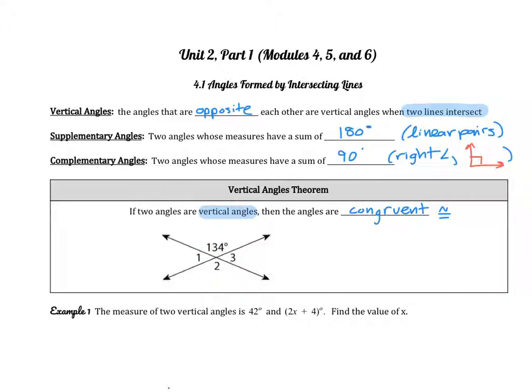So if you look at this picture, you can see that we have two intersecting lines. So the ones that are opposite in this case would be angle 1 and angle 3. They are across from each other. So we could make the statement that angle 1 is congruent to angle 3. Now we also know that angle 2 and this angle right here, these are vertical angles because they're opposite each other, and so that means that they would also be congruent. I can show that with double arcs. So we could make the statement that the measure of angle 2 is 134 degrees because vertical angles are congruent.